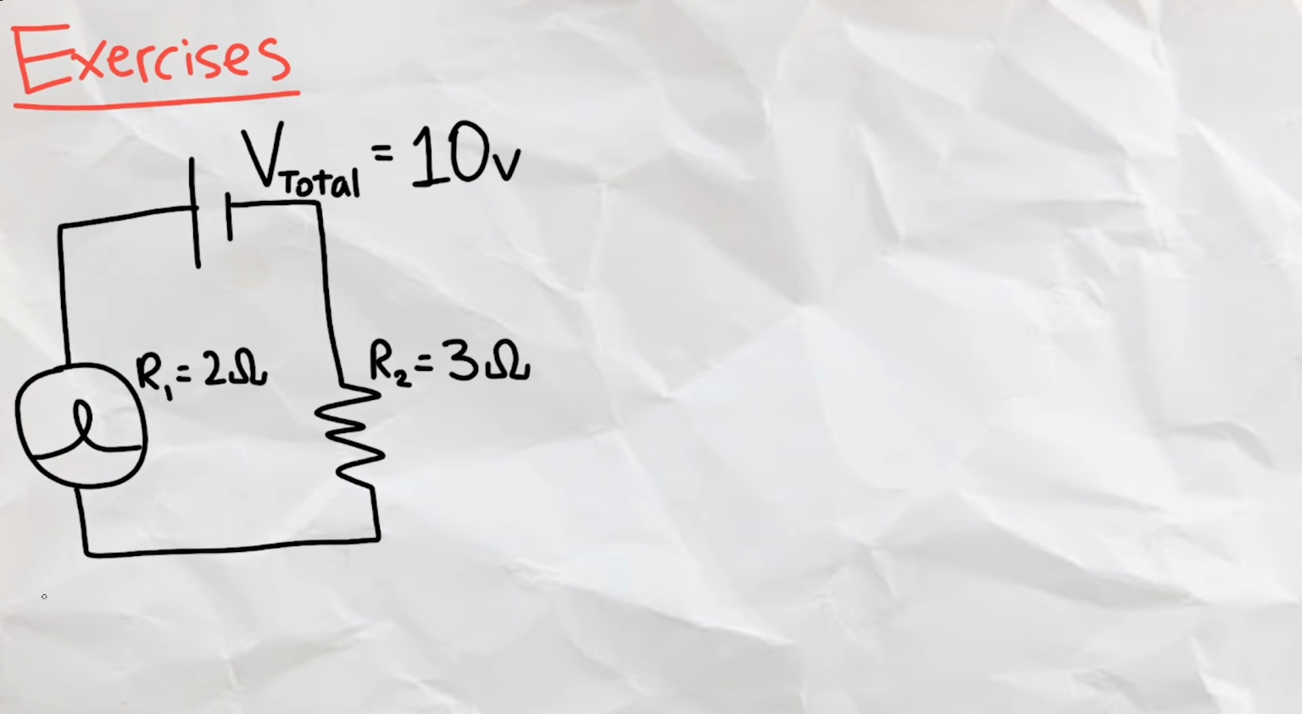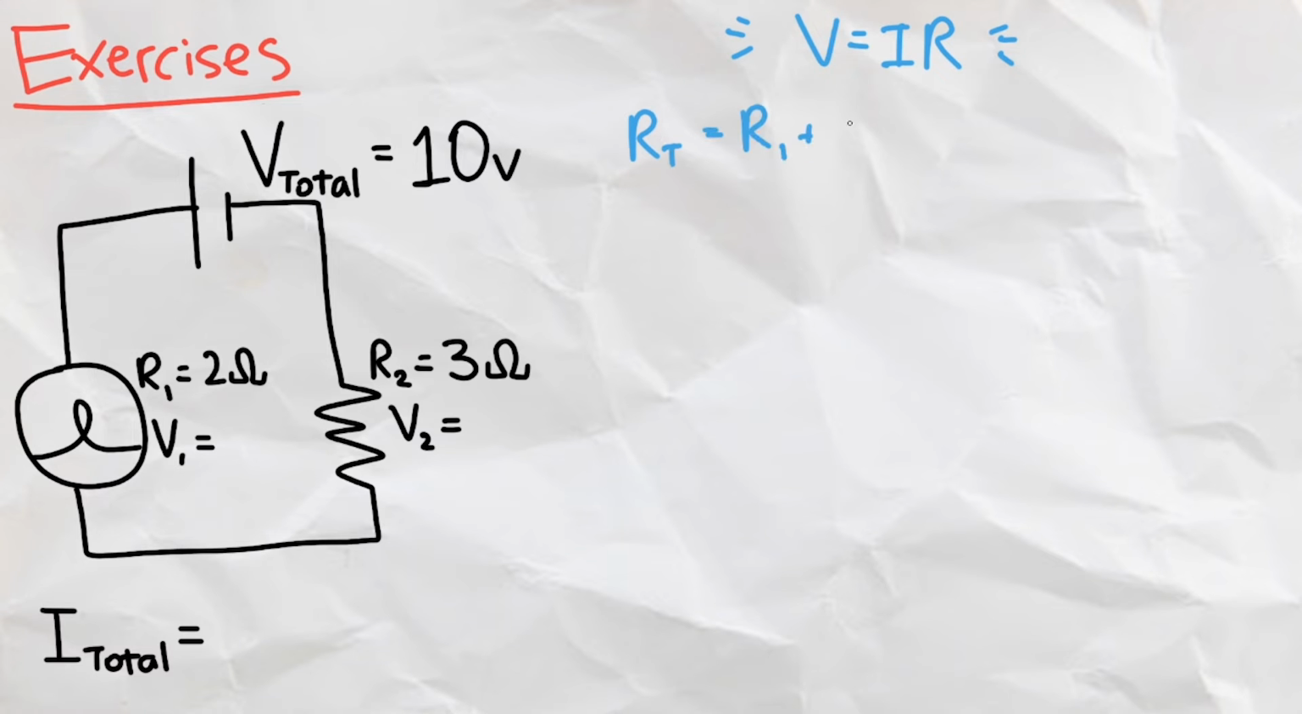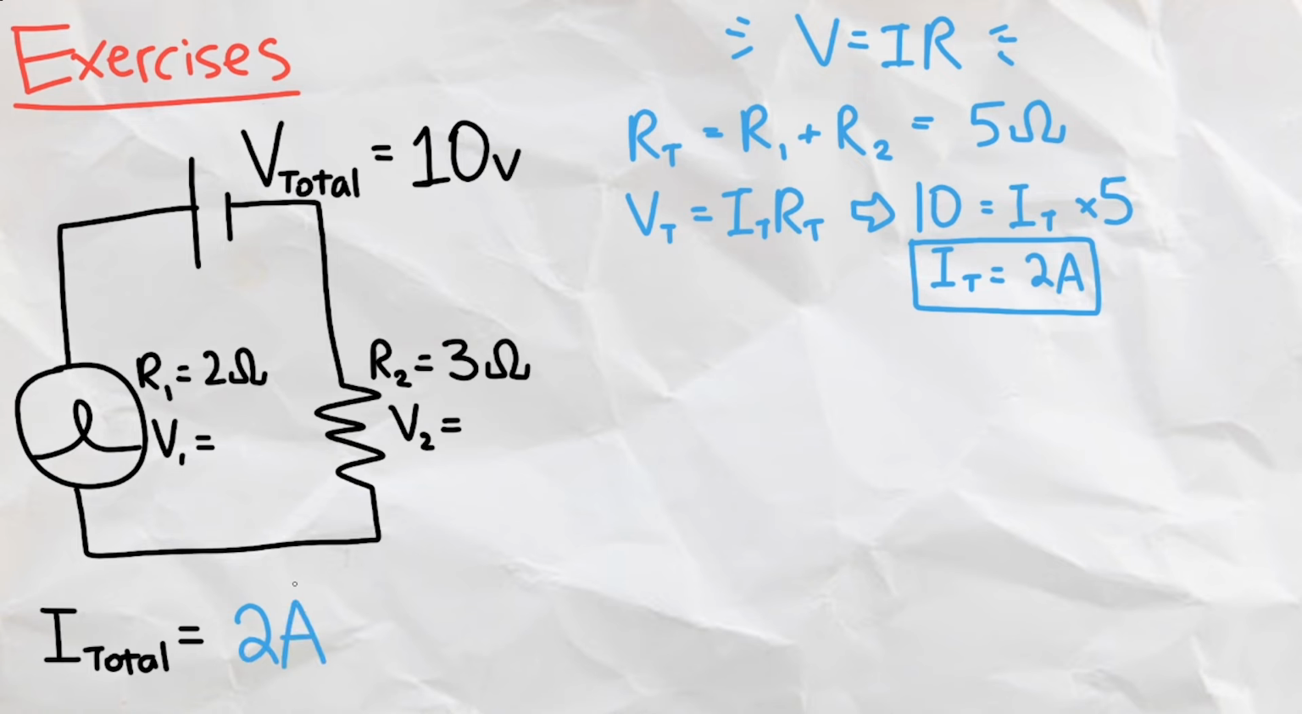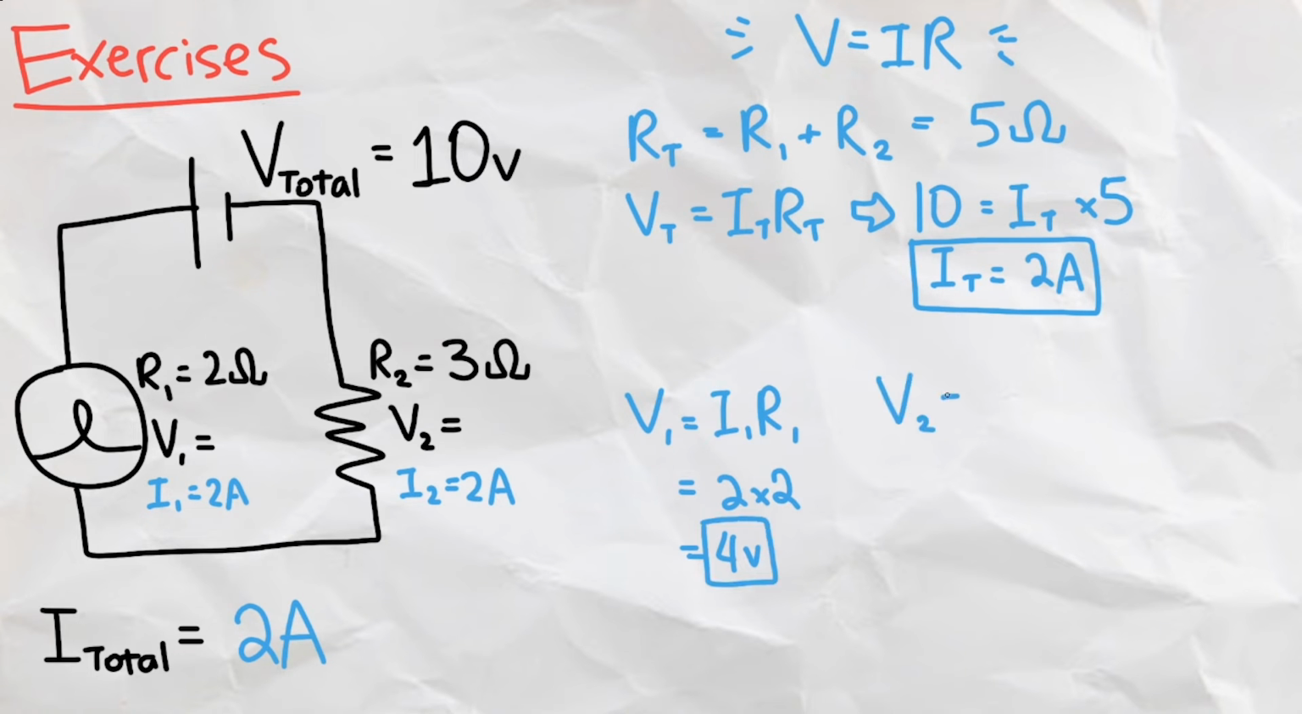What are the missing numbers here? Pause the video to try to figure out first. We know that the total resistance is 5 ohms, and so using V = IR, we see that the current is 2 amps. And using this information, we can calculate the voltage at the light bulb as 4 volts and at the resistor as 6 volts.